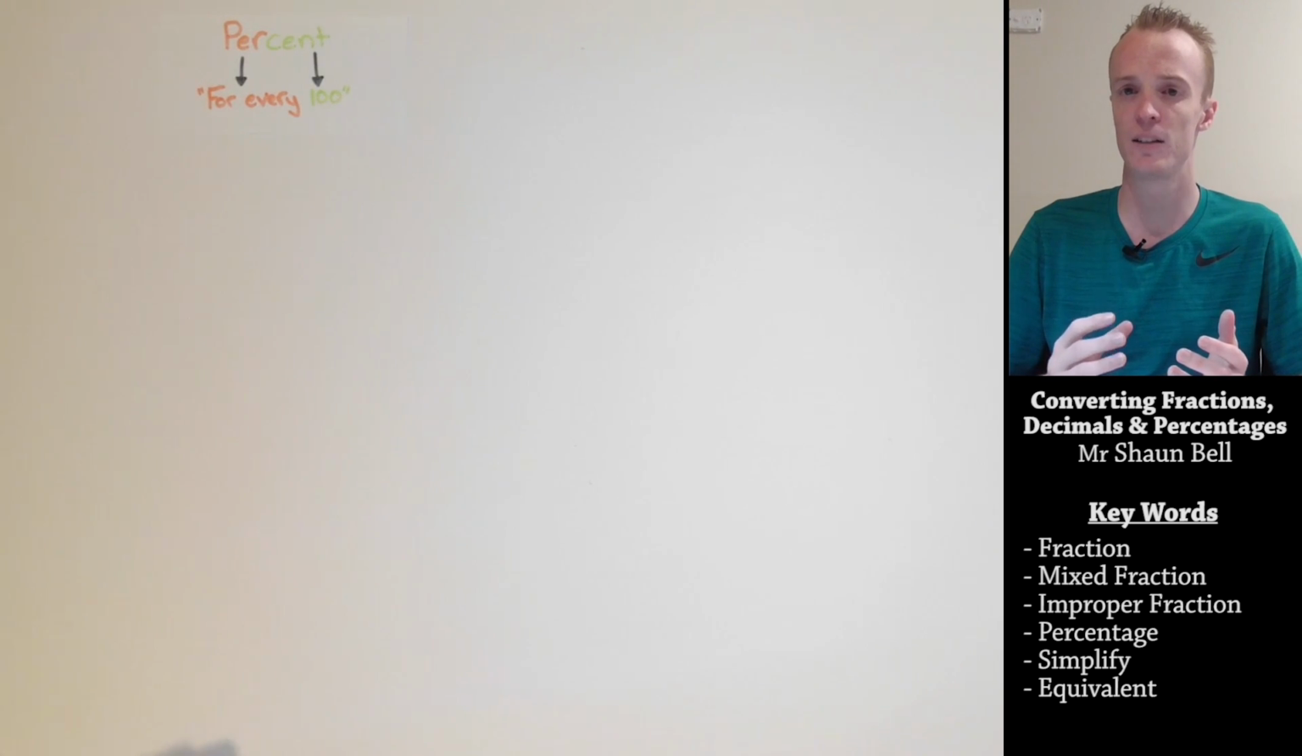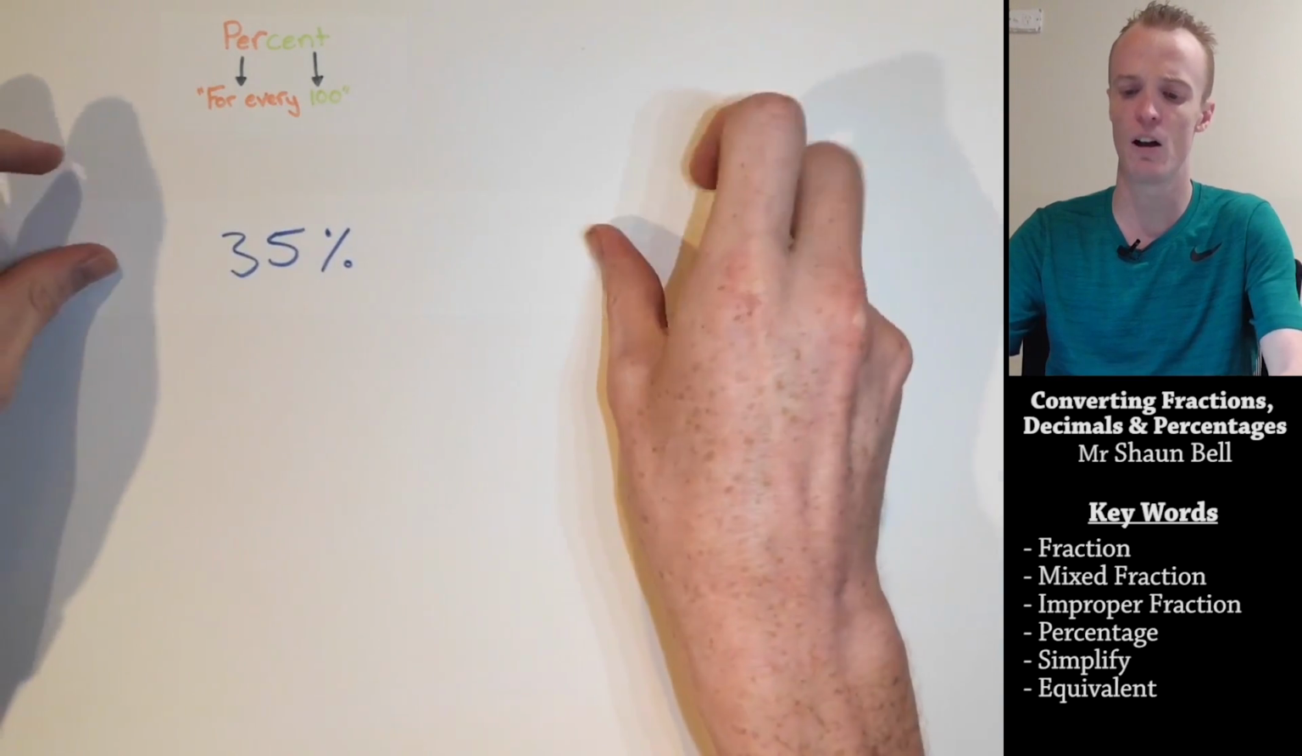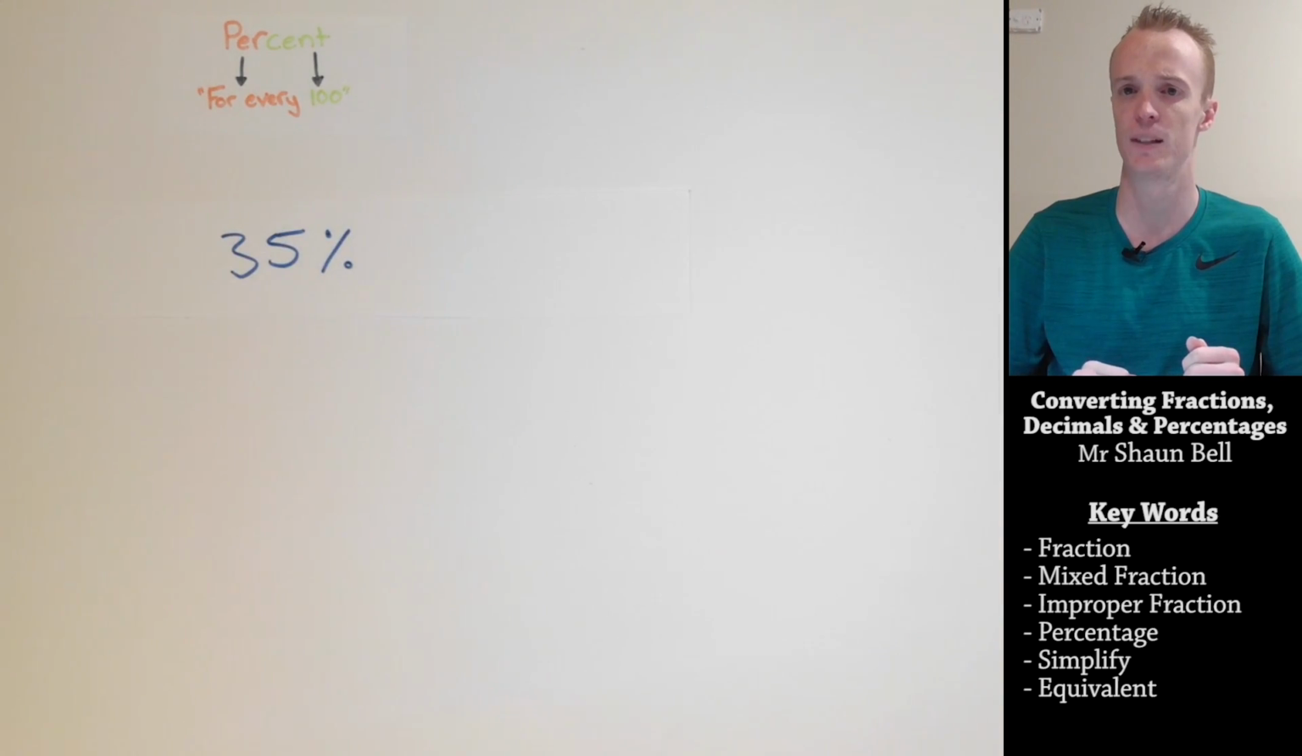Now, you might be asking yourself right now, what does that actually mean? Well, let's pretend for a moment that in a sport, I was recording the percentage of my shooting accuracy. And let's pretend that I was shooting at 35%. What that is actually saying is at the current rate that I'm shooting, if I were to take 100 shots, I'd be expected to make 35 of those shots.